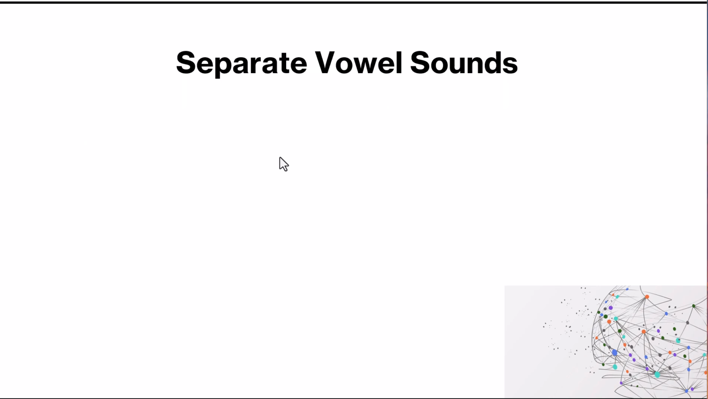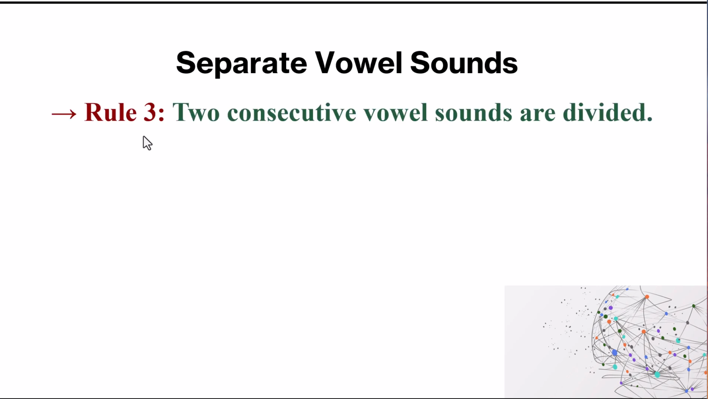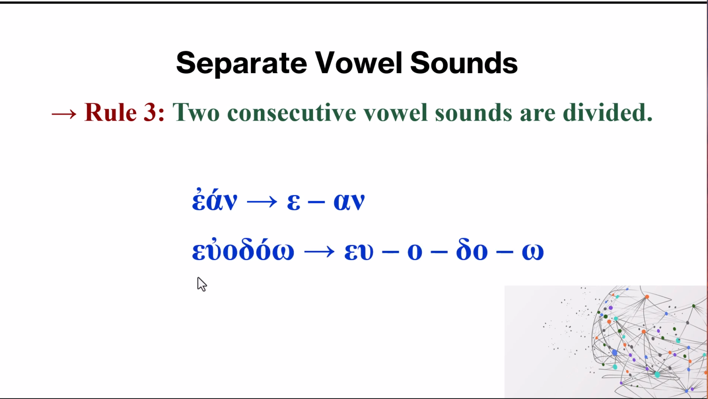Rule 3 deals with how we handle vowel sounds that we can separate. So Rule 3 says that two consecutive vowel sounds are divided. And so here's an example, the word e'an, which means if. So we have e-an. Epsilon alpha is not a diphthong, and so we treat them as separate vowel sounds, e-a, so we have e-an. Another example is uadao, uadao, to prosper or to succeed.